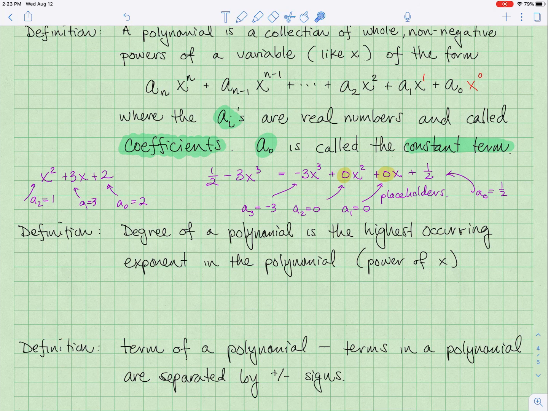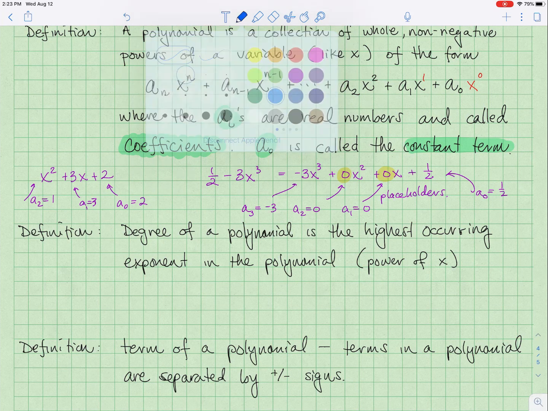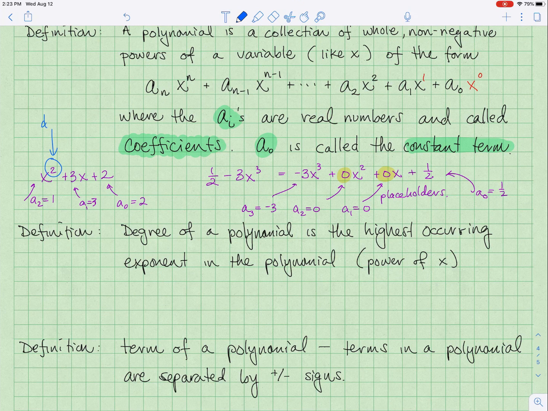The next thing that we want to talk about is a definition which should be familiar to everybody, what's called the degree of a polynomial. The degree of a polynomial is the highest occurring exponent in the polynomial, or the highest occurring power of x. And in each one of these cases, 2 is the highest power, so this is degree 2. Let's get that on there. Degree 2. This one is degree 3.